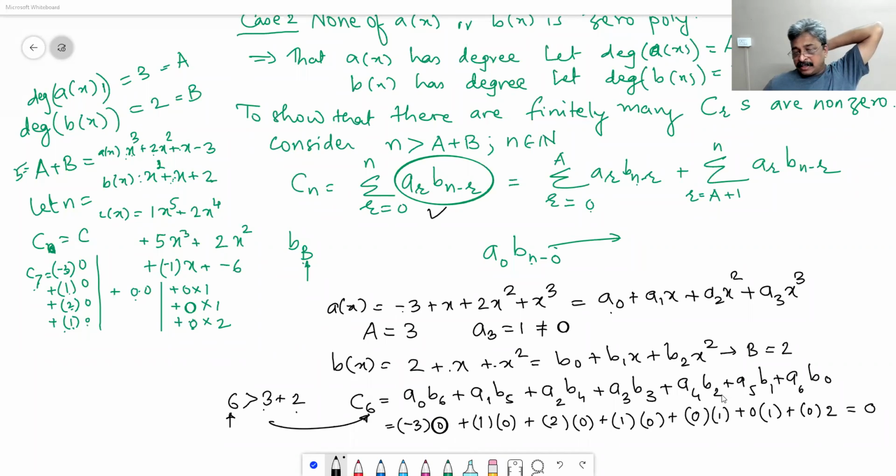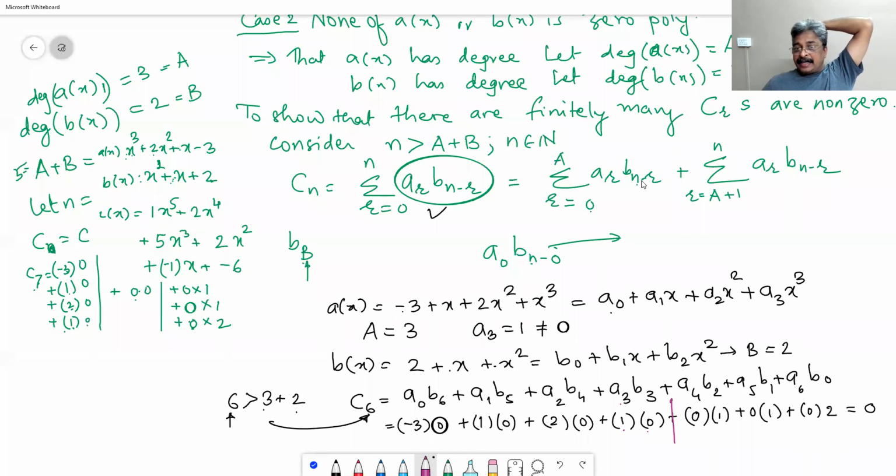Okay, so this is the mechanism happening. And at this point, it flips. Earlier terms are 0 because of B, and later terms are 0 because of A. The same is the story here. So I am breaking it at capital A. When r is equal to capital A, in our case when r was equal to 3, we got the coefficient which is non-zero.